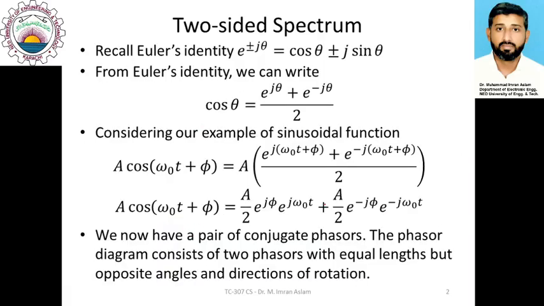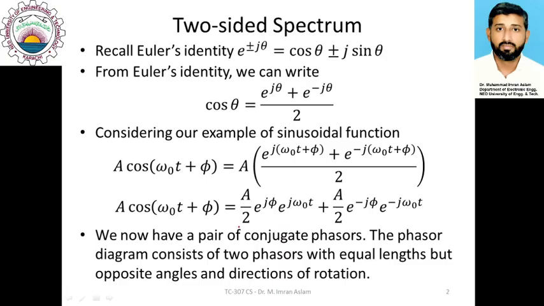Returning back to this expression, you can see that this term has a positive sign with the frequency term here. And similarly, this term has a negative sign associated with this frequency. So from here, this expression gives rise to the concept of a negative frequency. If we try to plot the spectrum of this signal, we would need positive frequencies as well as negative frequency.